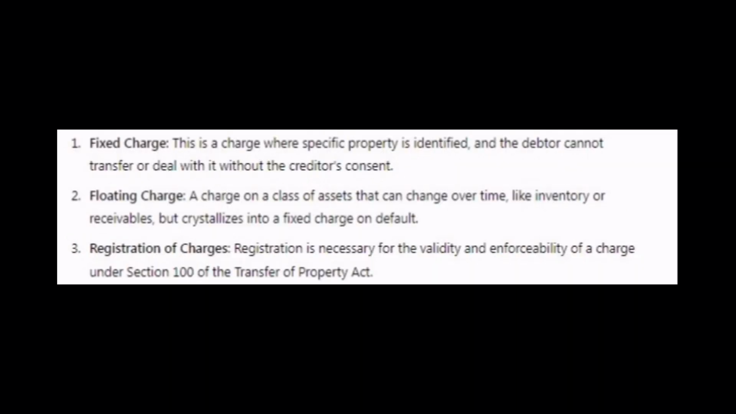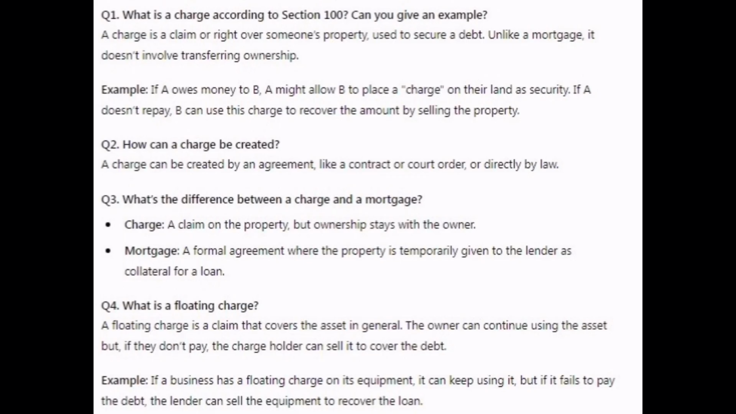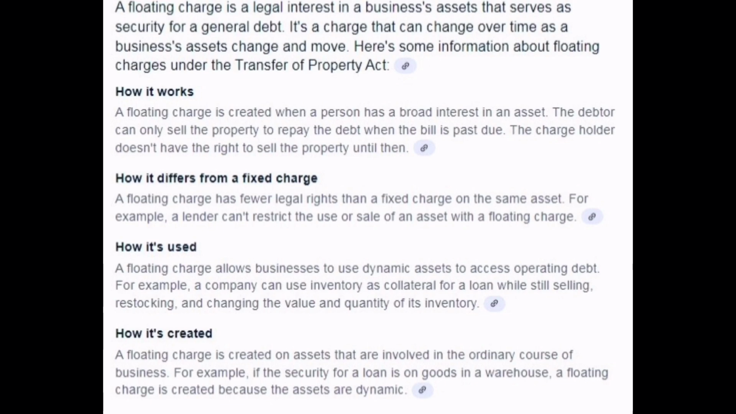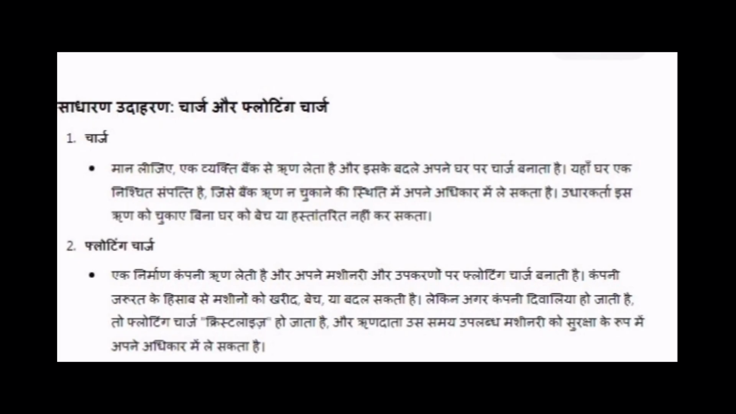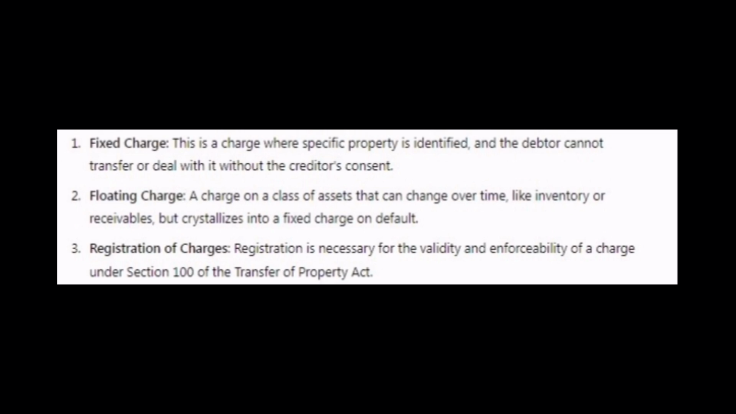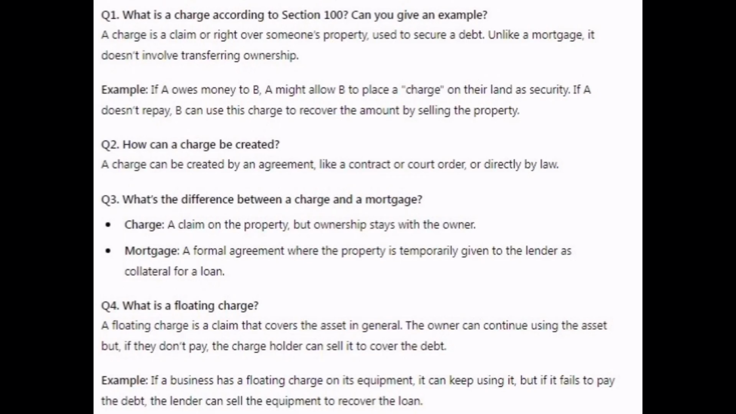Types: fixed charge. This is a charge where specific property is identified, and the debtor cannot transfer or deal with it without the creditor's consent. And floating charge, a charge on a class of assets that can change over time, like inventory or receivables, but crystallizes into a fixed charge on default.